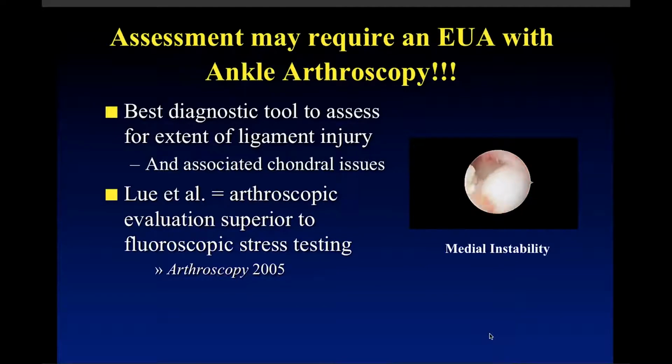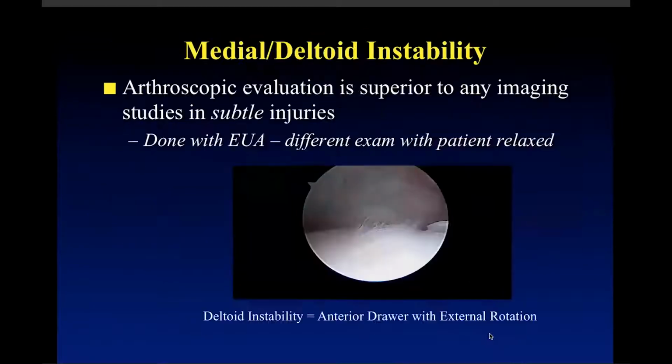An examination under anesthesia with ankle arthroscopy is probably the best diagnostic tool we have, and you'll see the video there on the right of a grossly unstable medial side of the ankle joint. And there have been articles showing that it's far superior to fluoroscopic stress testing or MRI evaluation. So what the arthroscopy does under anesthesia is it basically highlights areas of instability.